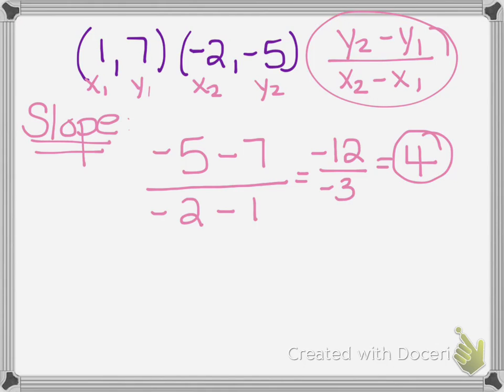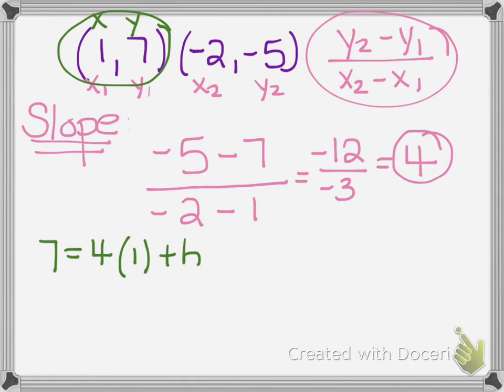Alright, now we have our slope, but now we have 2 points, but that's okay. We're just going to borrow one of them. It doesn't matter which one you borrow, just stick with the 2 numbers that are paired together. So I'm going to take this first one. I'm going to use this as my x and my y value. So I have 7 equals 4, because that was the slope we just found, times 1 plus b.